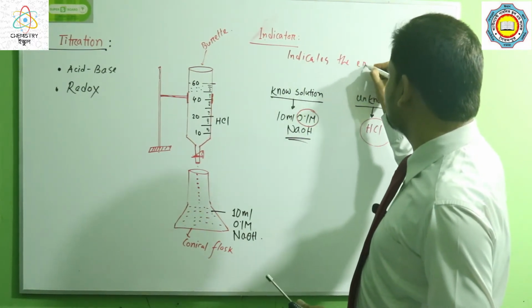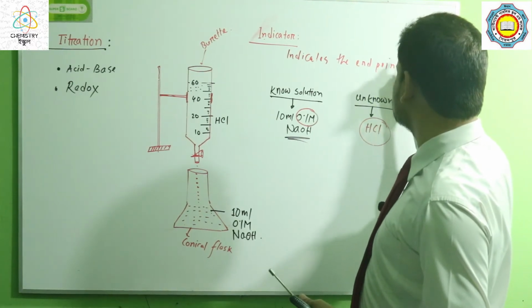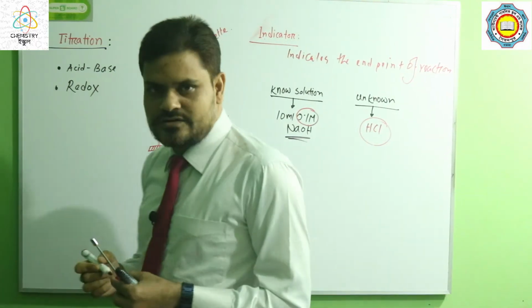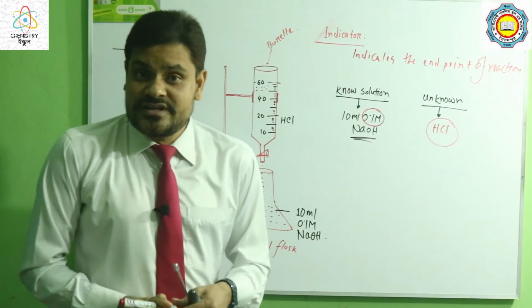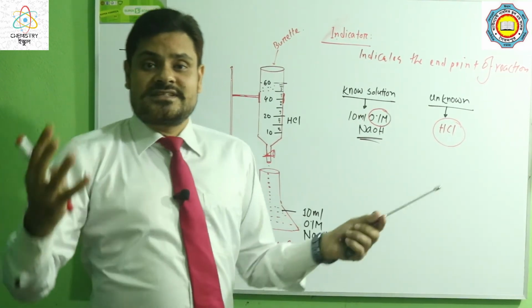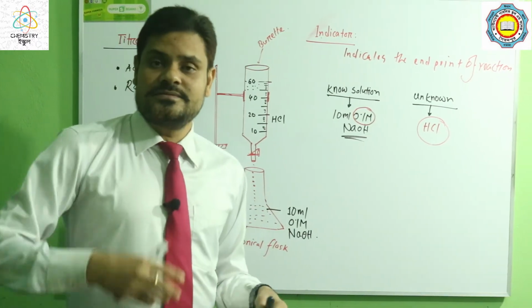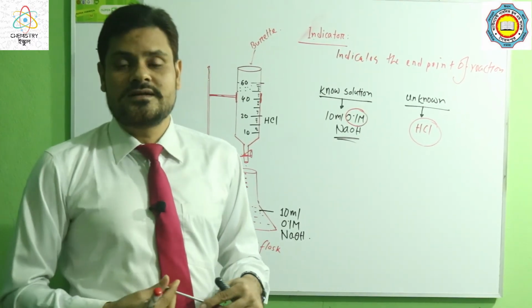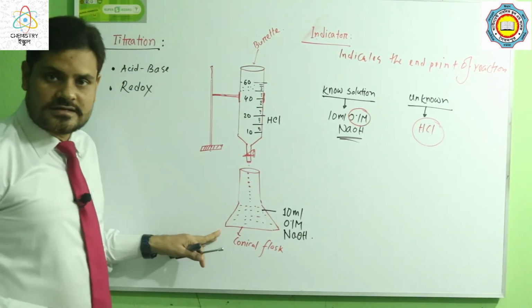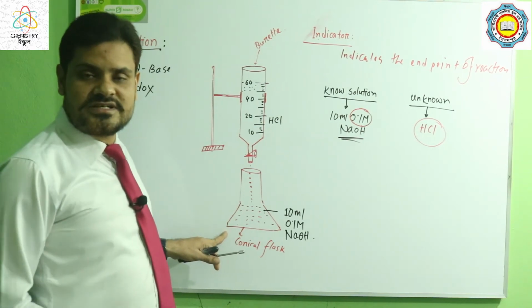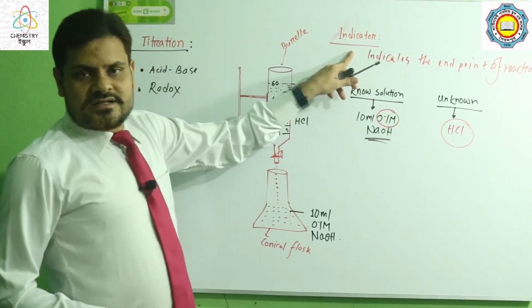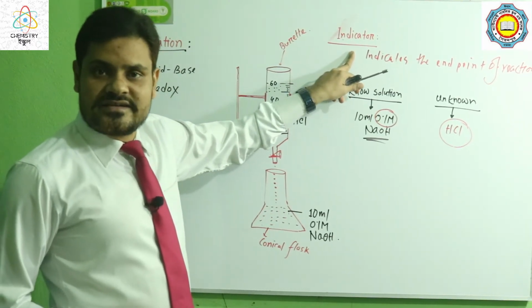We know that there are some indicators. The most commonly used indicator is litmus paper. You know very well that whether the solution is acidic, basic or neutral, we can easily find out by using litmus paper. But here we use another substance which is made from a weak acid or weak base. This is the indicator. We use methyl red, methyl orange here.